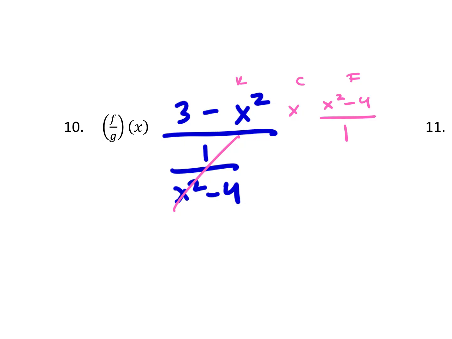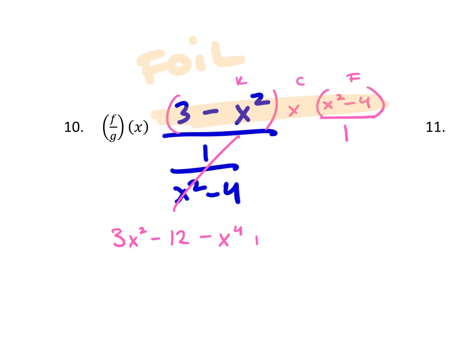Now when I multiply these together, how do you think I can multiply the numerators? What do I have to do? FOIL. We got to FOIL these together. We love foiling. 3 times x squared is 3x squared. 3 times negative 4, negative 12. Negative x squared times x squared, negative x to the 4th power. And negative x squared times negative 4, positive 4x squared.